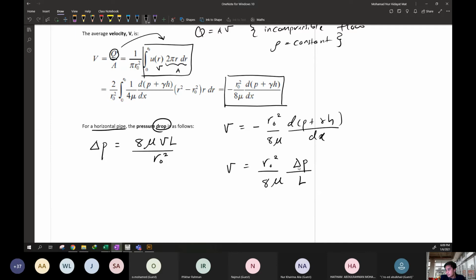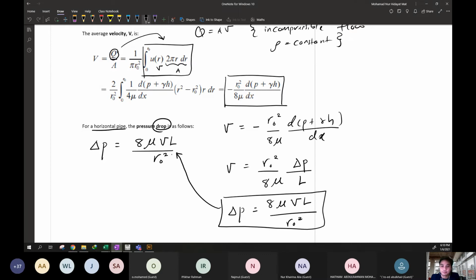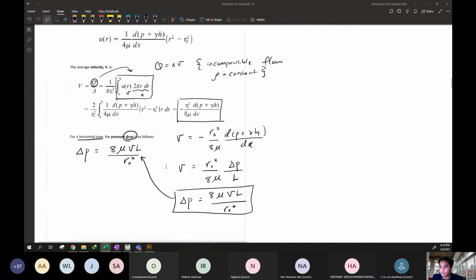So how to get the pressure drop? The pressure drop is simply 8 mu V L over R0 squared. This is the same with this one. Do you guys understand? This is just a concept. I hope you can grasp this one. Another form of the pressure drop is 2 tau L over R0. This is simply a conversion.